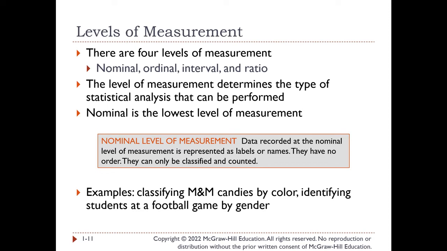Alright? So, this does not permit any mathematical operations that has any valid interpretation, even if numbers are assigned to the labels or names. So again, no orders really here. So examples are classifying M&M's candies by color, identify students at a football game by gender. That's a very specific example right there.